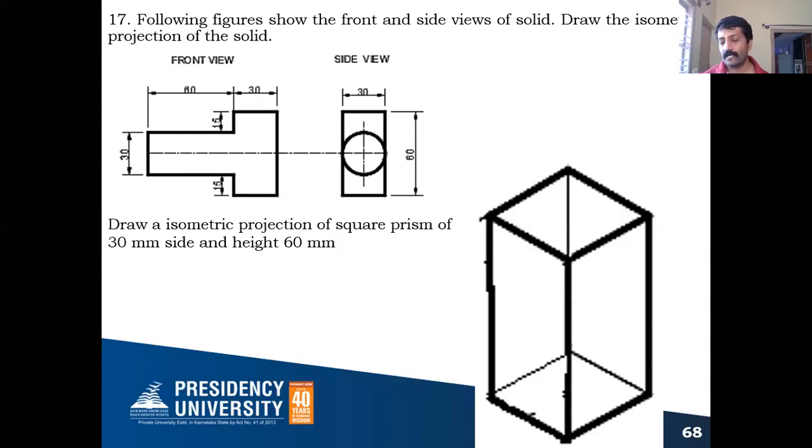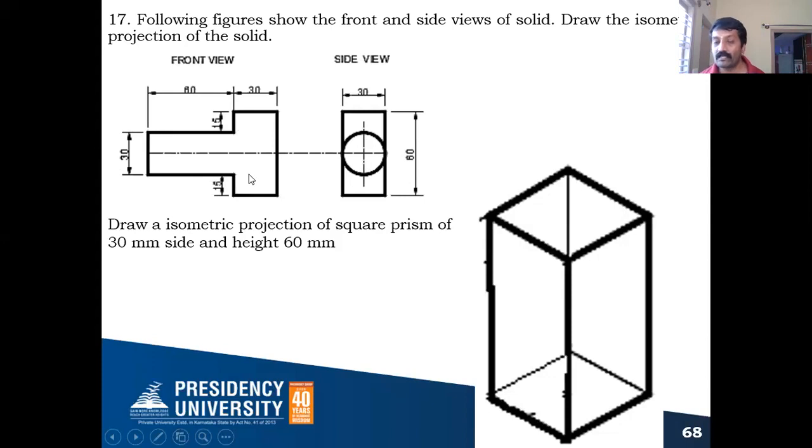60 millimeter height. Coming to this particular portion, here it is given 30 millimeter and here it is shown as a circle. So that means it's a cylinder. This is the height of the cylinder, 60 millimeter, and this is the diameter of the cylinder, which is given as 30. That means on the square prism, exactly at the center, a cylinder is placed like this. So this is the combination. After analyzing this, all the dimensions are ready here.